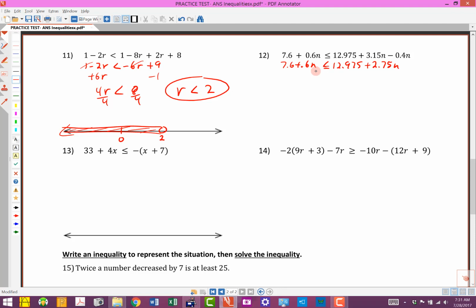Let's move the smaller one. There we go. So we're going to subtract 0.6n from both of these, which means I want to move this one over there. So we're going to subtract 12.975. Subtract 12.975. So those will cancel each other out. We're just subtracting, so that's not going to change the direction. If we put the two of these together, this is 2.75 minus 0.60, so that's going to be 2.15n on this side.